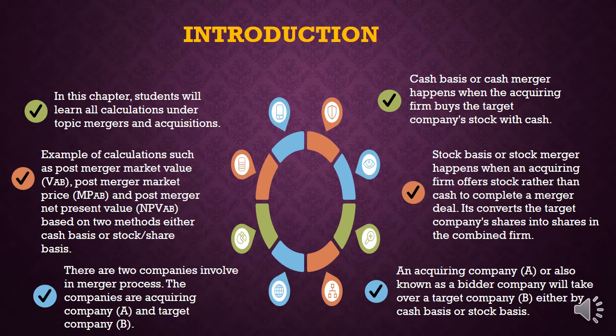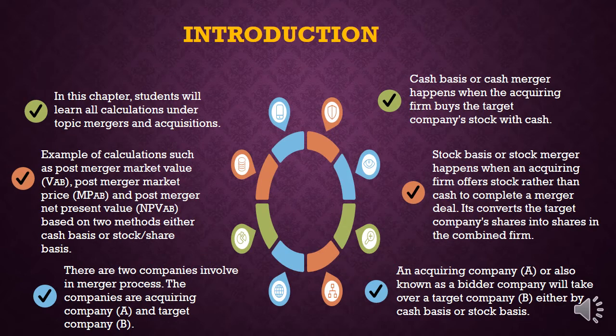There are two companies involved in the merger process. The acquiring company, which we identify as A company, and a target company, which we use the term B to represent. An acquiring company, which is A company, also known as a bidder company, will take over the target company, which is B, either by cash basis or stock basis.